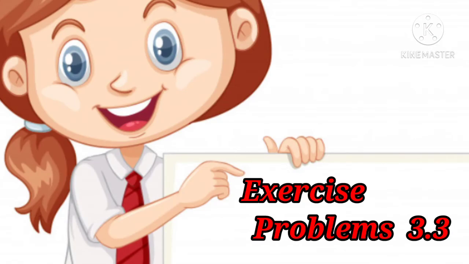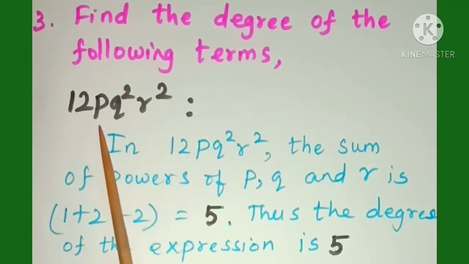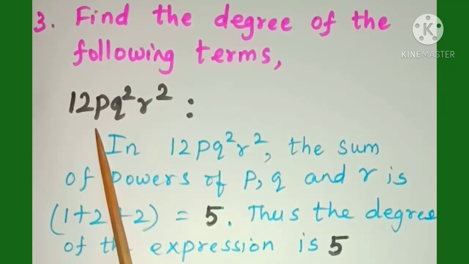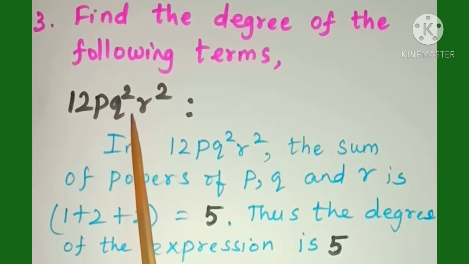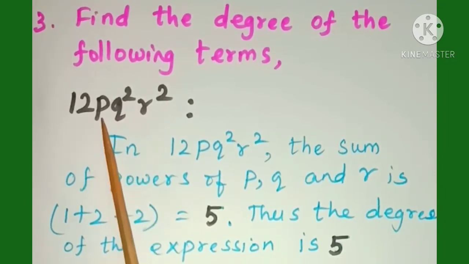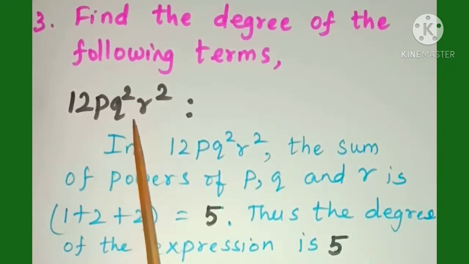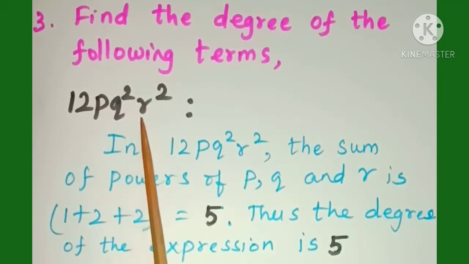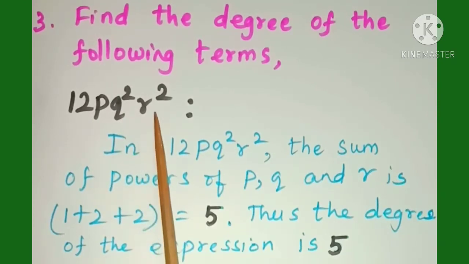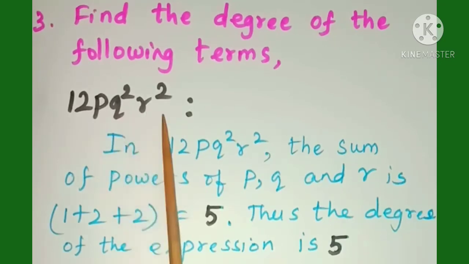Students, now let us see exercise 3.3 problems. Exercise 3.3, third problem, find the degree of the following terms. So students, in this problem only one term is there. So here in the term you have to see how many variables are present. So here in this problem, 12p q square r square. So there are 3 variables present. So to find the degree of the term 12p q square r square, you have to take the sum of powers of p, q and r.